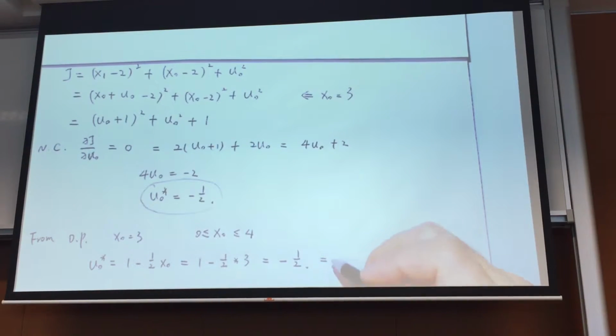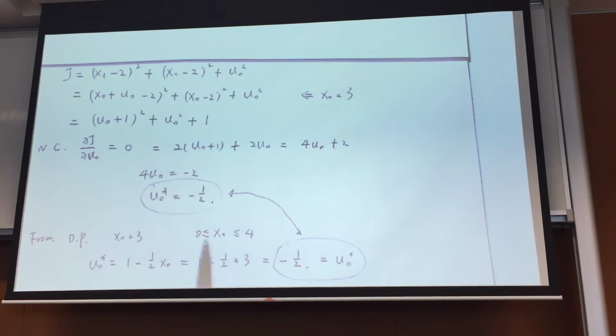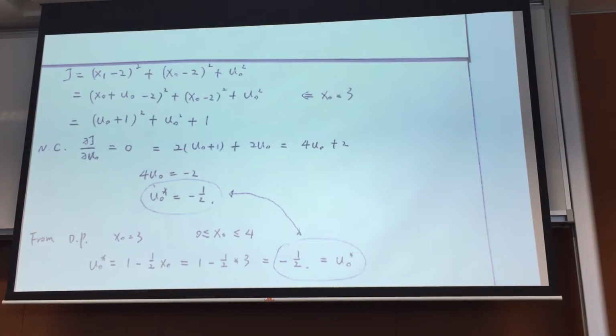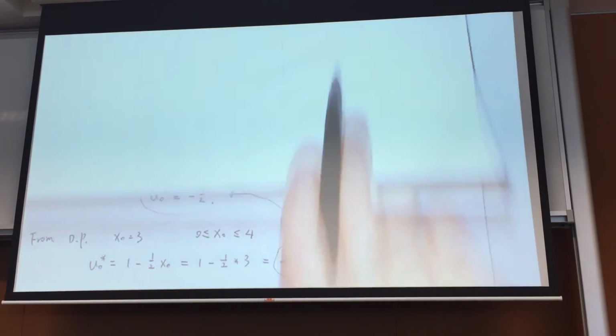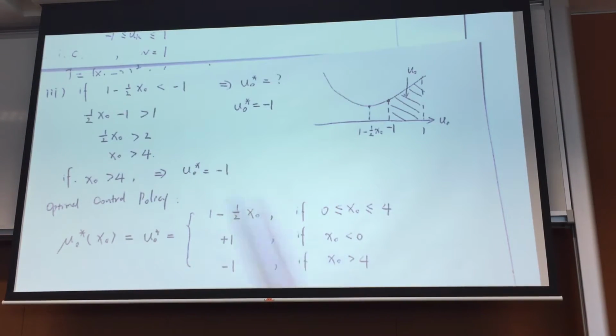So these are our u0 star. From here, you know the two methods actually give you the same solutions. It's the dynamic programming. Because I just use the solution from here, we already derived the dynamic programming solution.